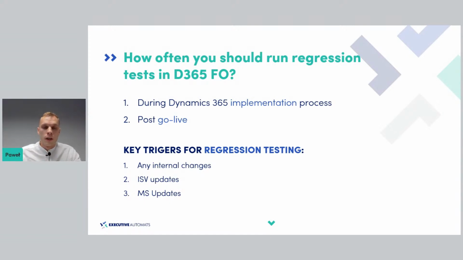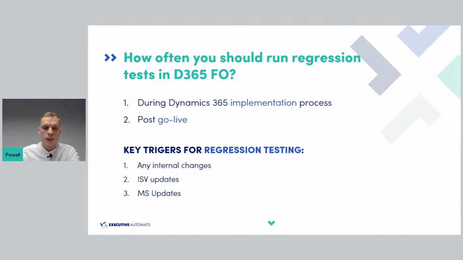in our project. Overall, we can define three triggers for regression testing. First is internal changes. Every time we deploy any modifications to the environment, we can run regression tests. The second trigger is ISV updates. This is when third-party software, which is key for our business, gets updated or changed. This will be a trigger for our regression pack as well. And the last one, which is most obvious, is a Microsoft update of the Dynamics environment. Every time Microsoft decides to update our environment, we are sure that we should run our regression tests.